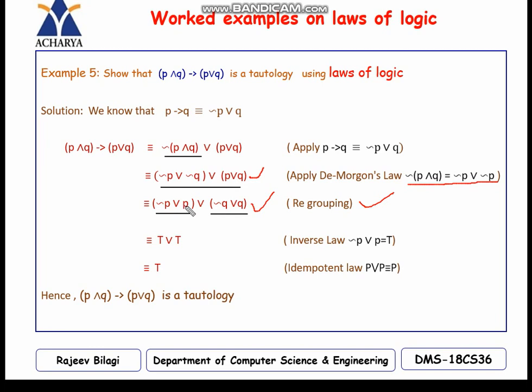So now ¬P ∨ P is T, because of the inverse law, ¬P or P is T. And the same thing, Q or ¬Q is again T. So T or T is again a tautology, by the law that T ∨ T is logically equivalent to T. After applying this particular law, what I am going to get is T.